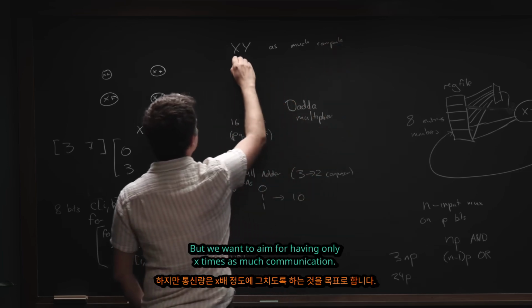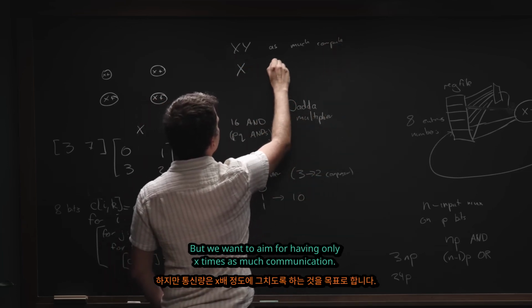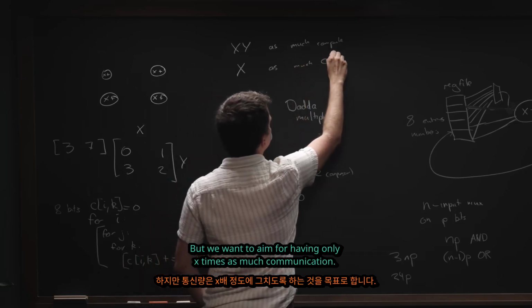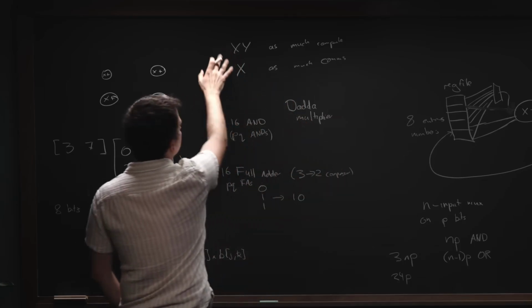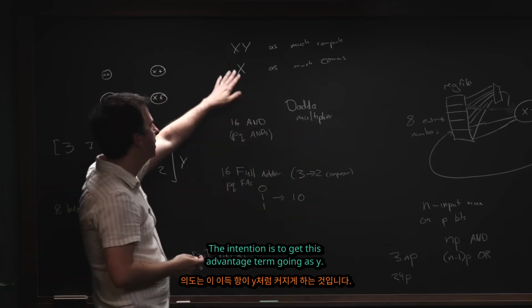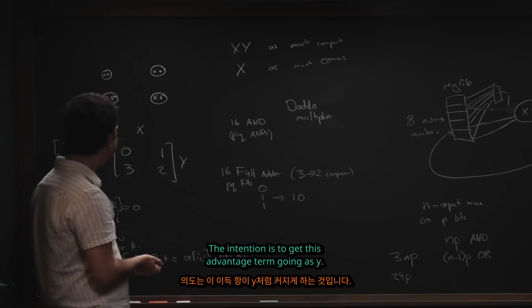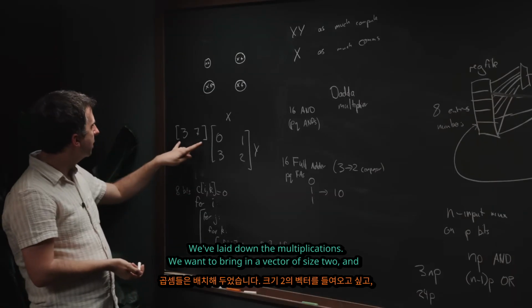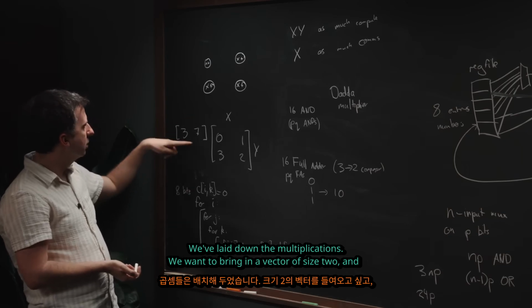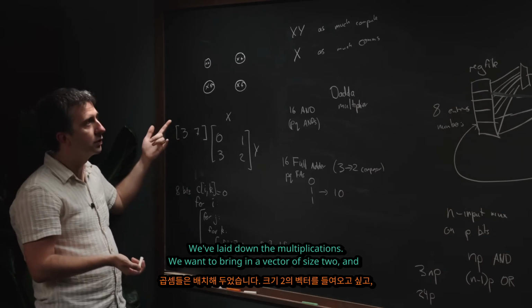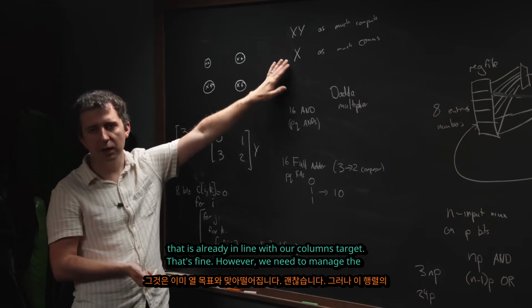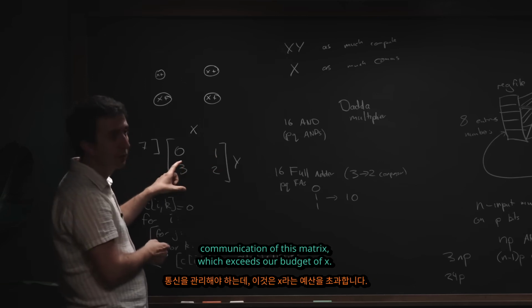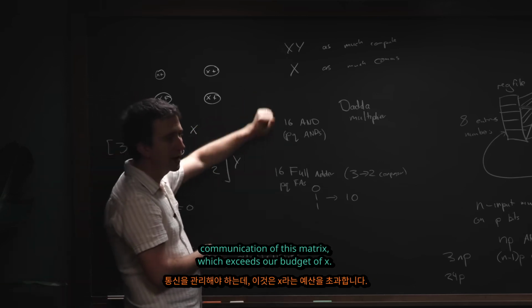But we're going to want to somehow aim for having only x times as much communication. And this is sort of the intention so that we get this advantage term going as y. So we've laid down the multiplications. Bringing in, we're going to want to bring in a vector of size 2. And so that already is in line with our comms target. That's fine. However, we need to somehow manage the communication of this matrix, which exceeds our budget of x.